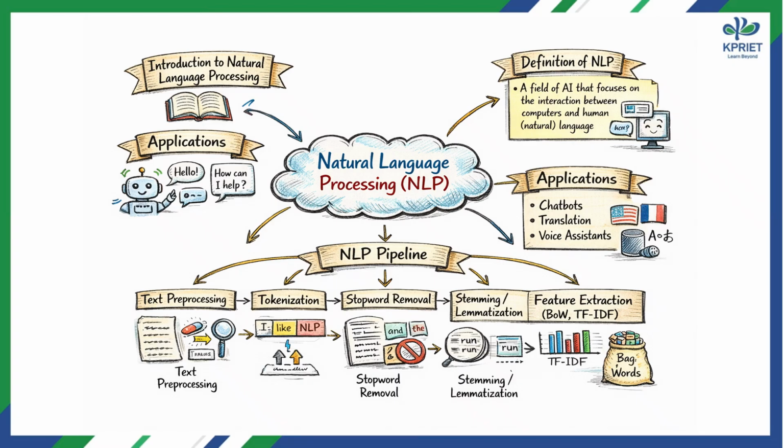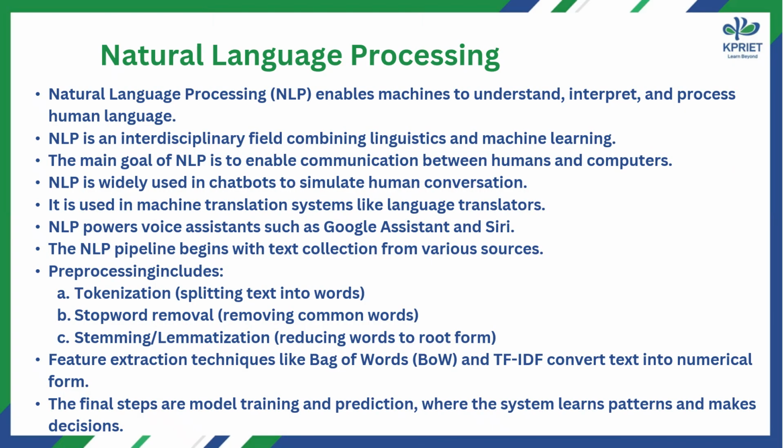The pipeline of NLP performs text pre-processing, tokenization, stop word removal, stemming and lemmatization, and feature extraction with the help of bag of words and TF-IDF. And this is the neat representation of text processing followed by tokenization, removing the stop words and stemming, followed by finally identification of bag of words.